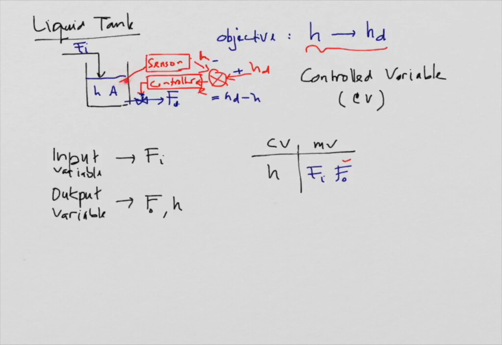The sensor, we decide the sensor to read the H level of the liquid, and then we compare this to the HD, the desired value of the liquid level, and then result the error here, and then the error will be maintained in controller. In controller, the output of controller will adjust the variable of Fo. That is the configuration we choose for control the liquid tank system.